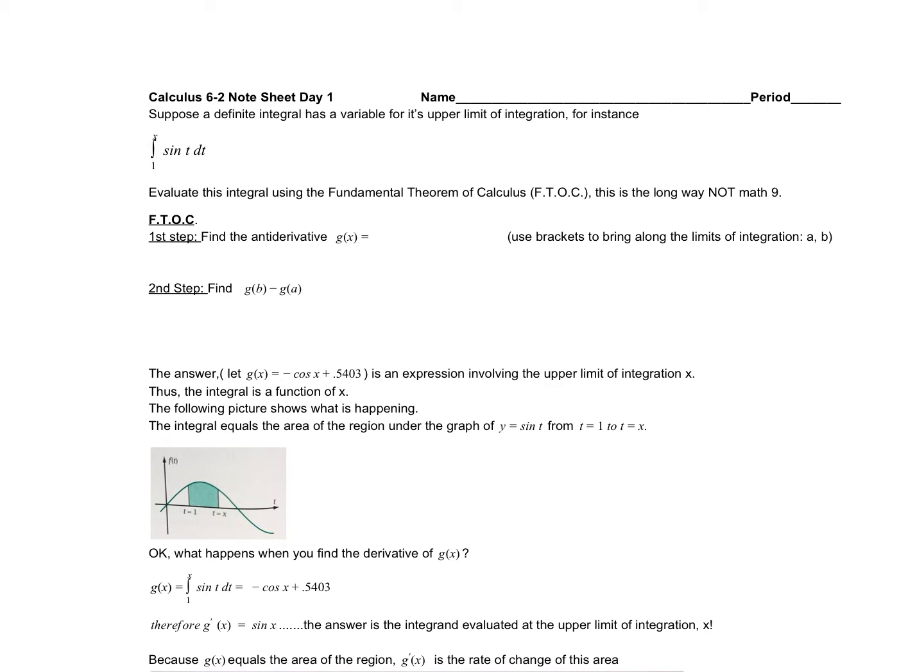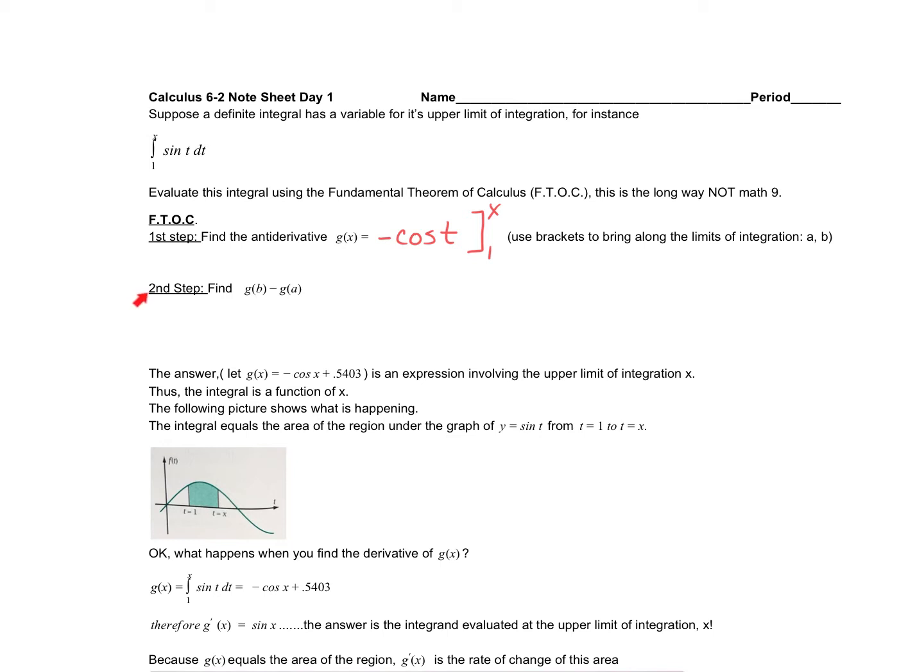So the first thing we're going to do is solve this integral using the Fundamental Theorem of Calculus that we already know, and that's what this part of the note sheet goes through. The first step, of course, is to find the antiderivative. The antiderivative of the sine is negative cosine of t, because there is a t right here. Then we use the brackets from 1 to x. That's the first step of the Fundamental Theorem of Calculus, which you all know and love.